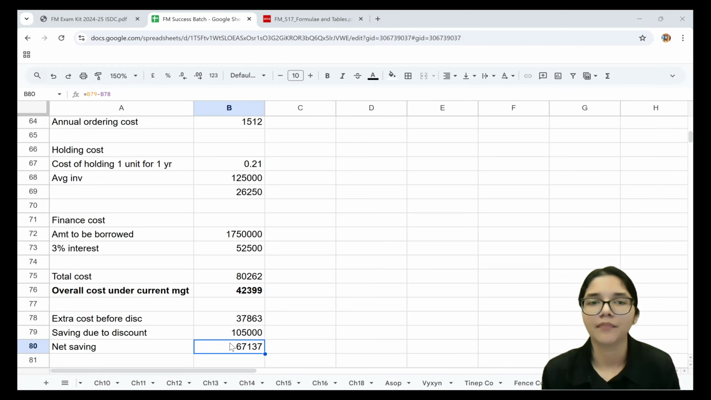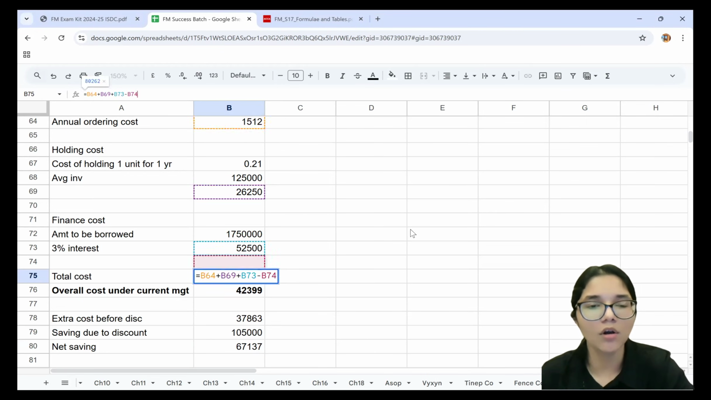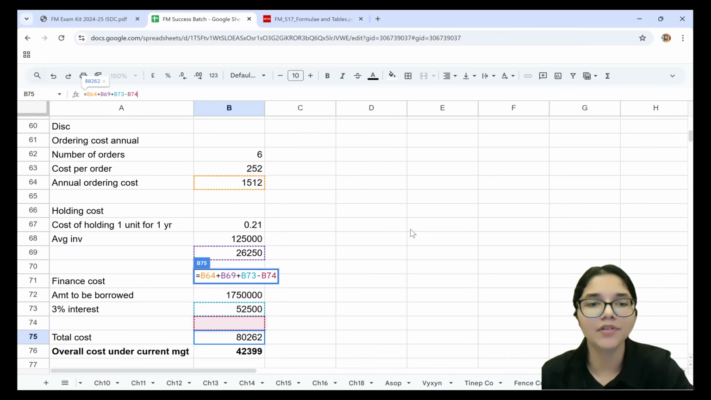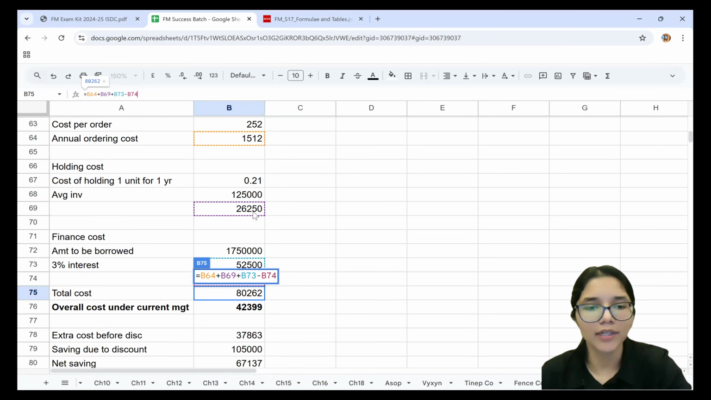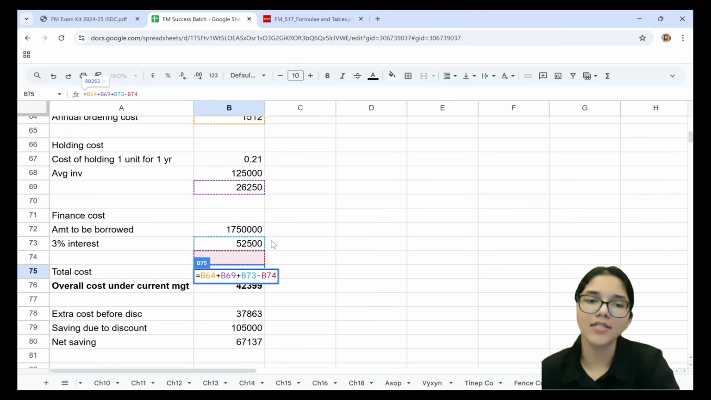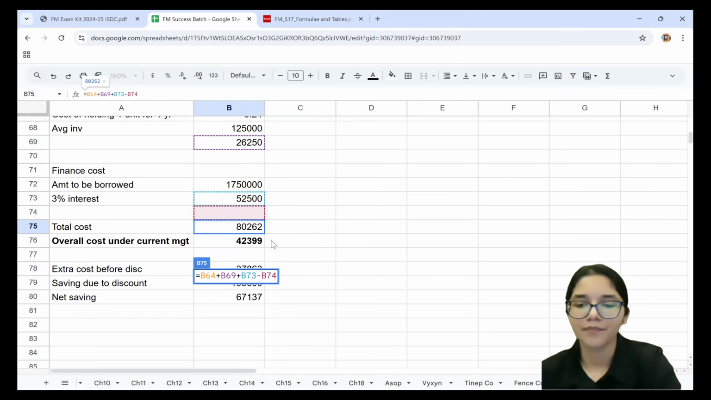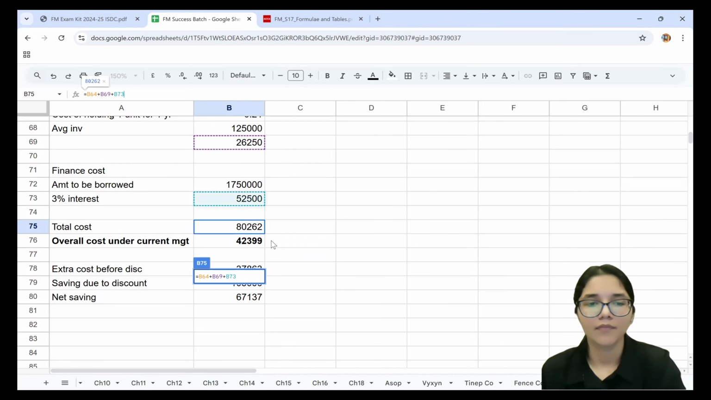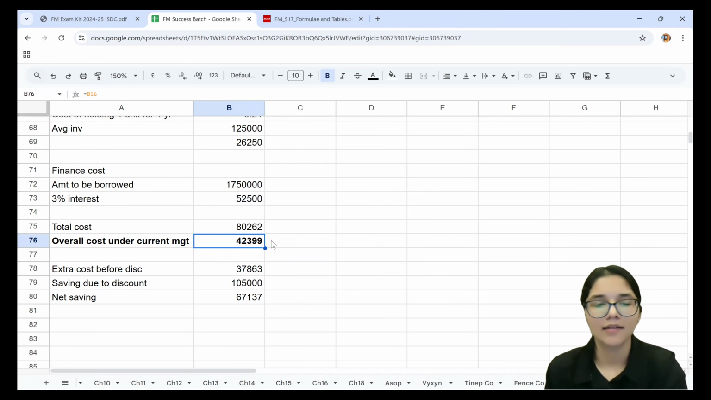Okay. Any doubts here in this part? Sorry, ma'am, how did we get to the total cost of 8262? Okay, so here you have just taken the total of all of the costs that will be there with the discounted scenario. So this is your ordering cost, then I took my holding cost, and then I took my finance cost. Oh, okay. I think that 1.5, I hadn't seen it. Okay, thanks. Yes.